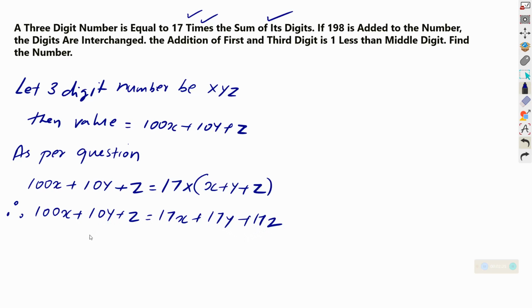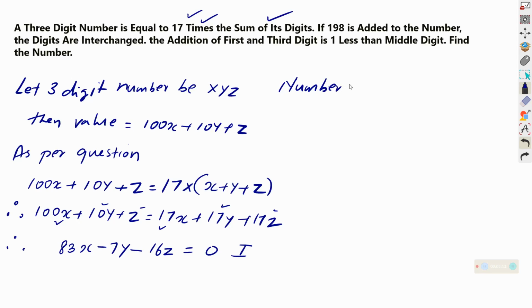And if that is the case, we can see that there is an x term on both sides. The difference is 83x. Between 10y and 17y, it will be minus 7y, and z and 17z, again it will be a difference of minus 16, and you get the first equation ready. 83x minus 7y minus 16z is equal to 0.